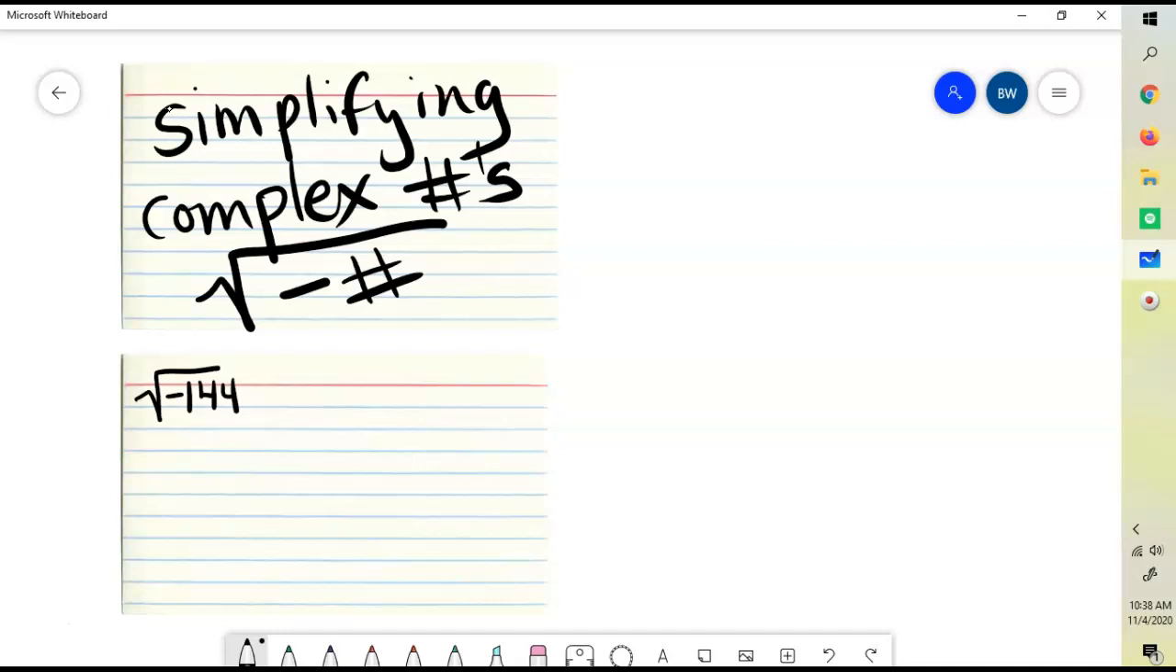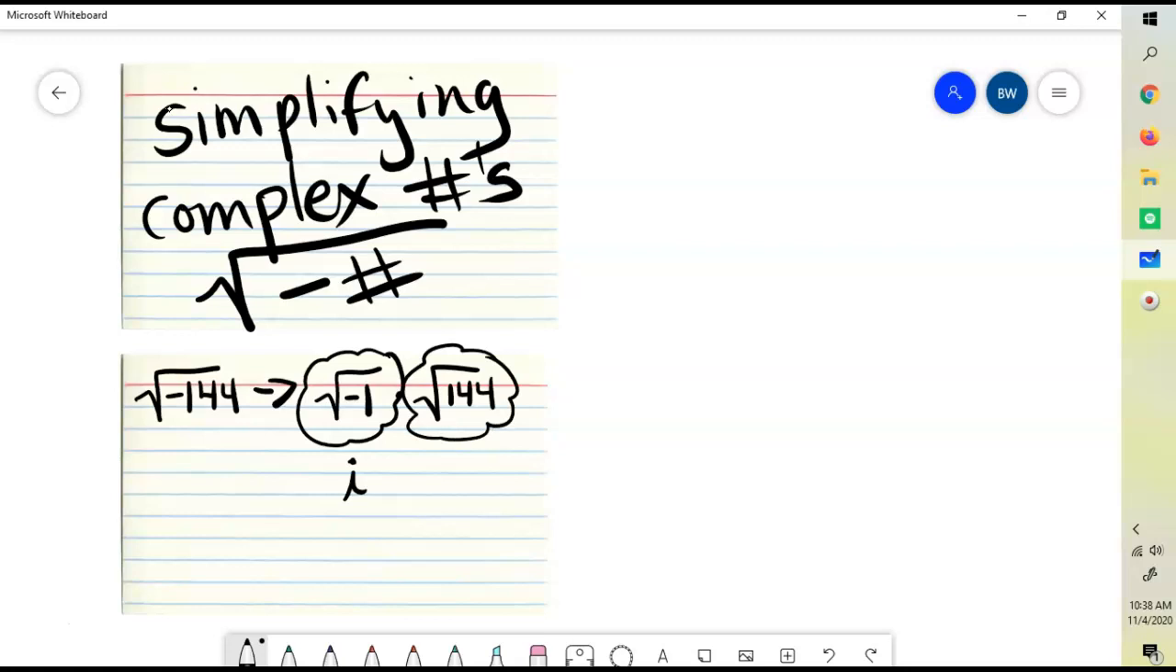So the square root of negative 144, we recognize 144 as 12 times 12. But like we talked about in class, it's easier to see this as the square root of negative 1 times the square root of 144. Out of the square root of negative 1, we will pull an i, and outside of the square root of 144, we would pull a 12. So in order to simplify the square root of negative 144, we would get 12i.